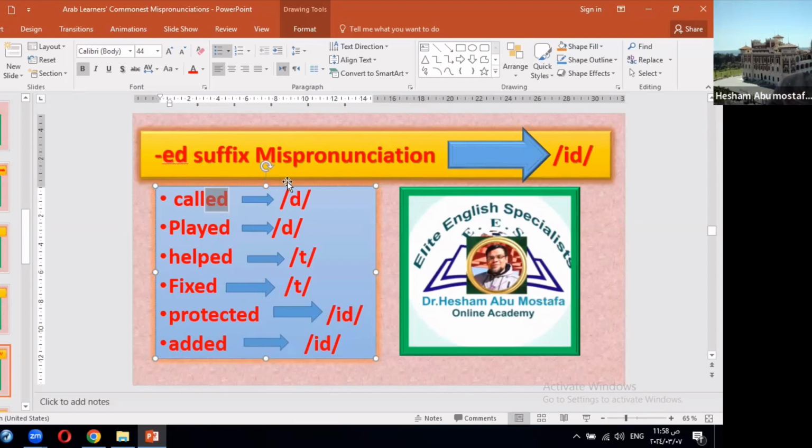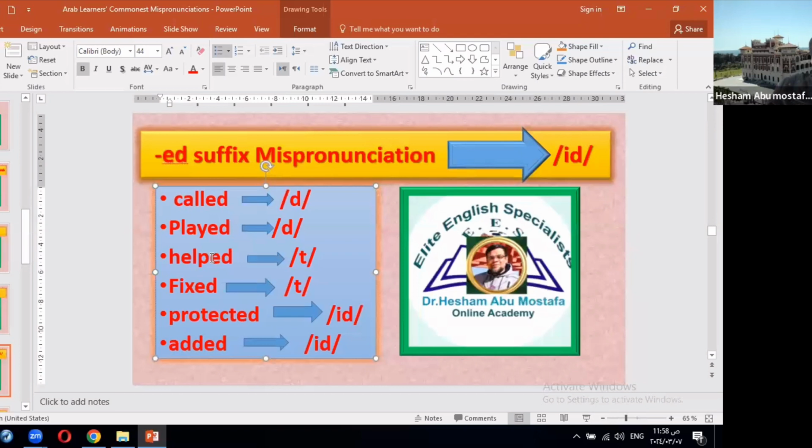But actually in English, we have three ways of pronouncing the ed at the end, okay? It can be pronounced d when it's preceded by a voiced consonant. So it's called, okay? Or in the American accent, called. Played. So when it's preceded by a voiced sound, whether it's a consonant or a vowel, it's pronounced d.